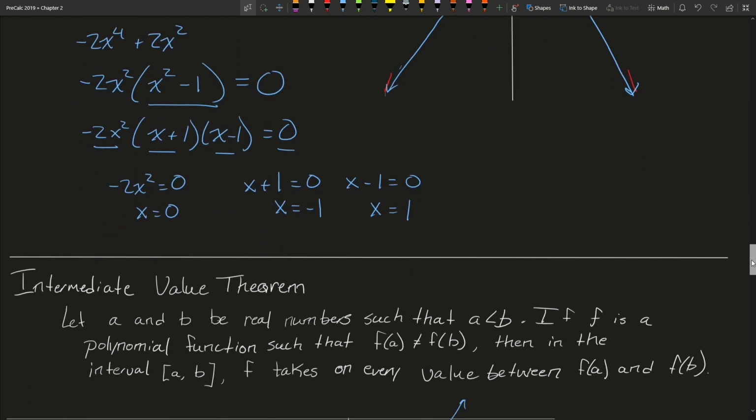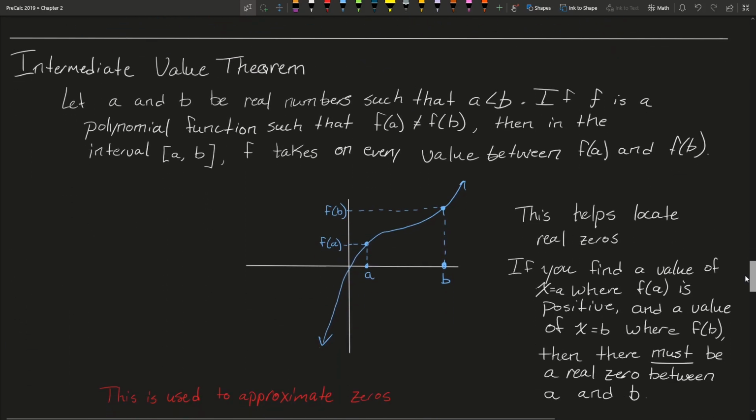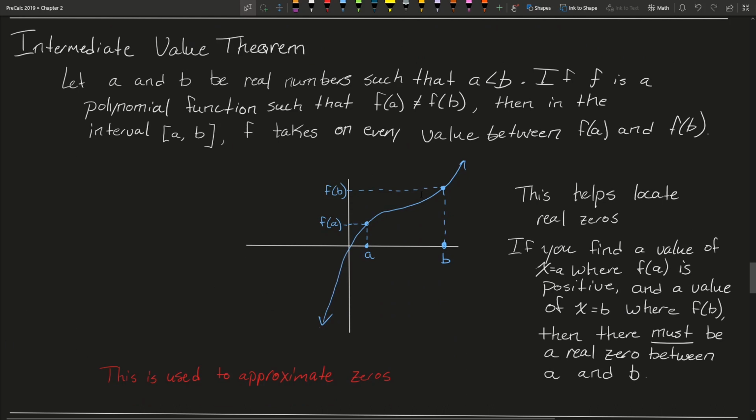So the final thing we need to go over is the intermediate value theorem. This definition is a little bit complex, but it's a very simple idea. Let a and b be real numbers such that a is less than b. If f, our function, is a polynomial function such that f of a does not equal f of b, then in the interval ab, so in between a and b, f takes on every value between f of a and f of b. What this does is it helps locate real zeros.